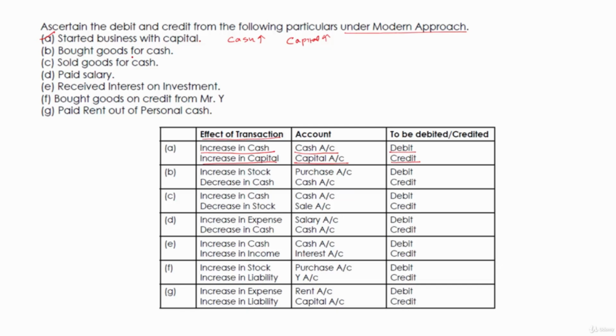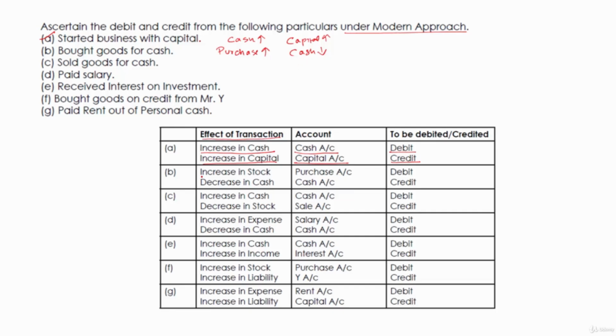Next, item B, bought goods for cash. When goods are purchased, what is happening? Basically goods are coming in. So instead of saying goods, we call this purchase. So your purchase is increasing, and what will decrease? Cash will decrease. So goods are coming in. Real account says debit what comes in. So purchase will be debited. Credit what goes out. Cash is going out. So cash will be credited.